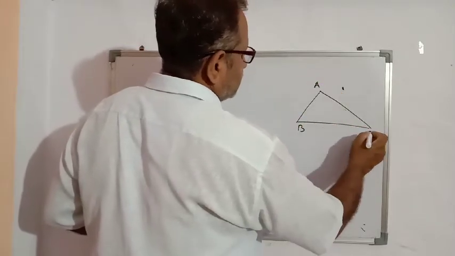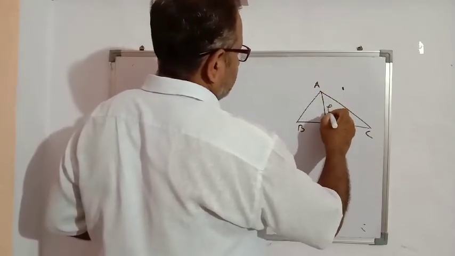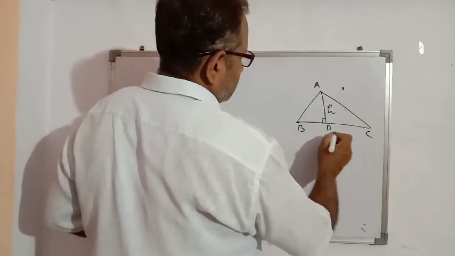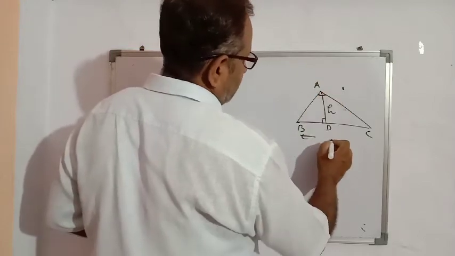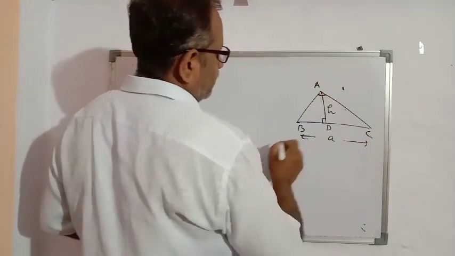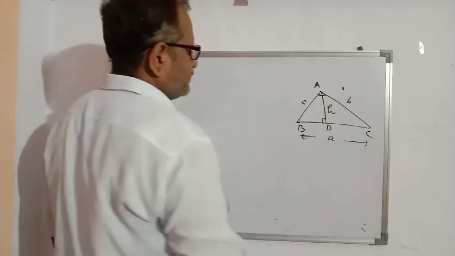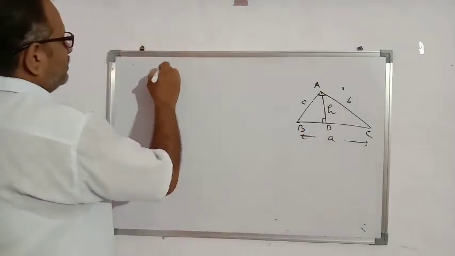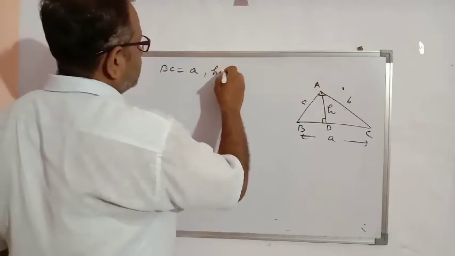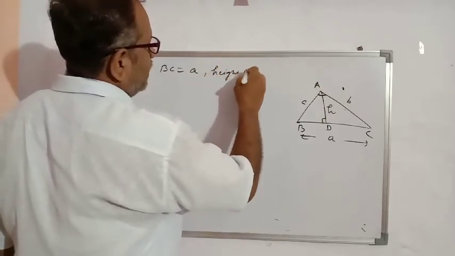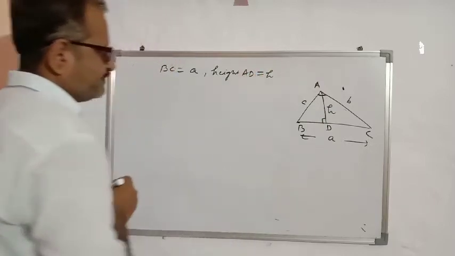Triangle ABC. This is the height AD, it is the height H. Base BC. Angle A, the side opposite to angle A we can represent by small a. Side opposite to angle B, small b. Side opposite to angle C, small c. So BC is equal to a. Height AD is equal to H.